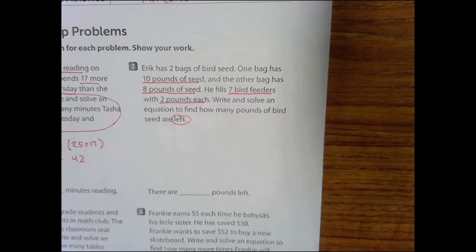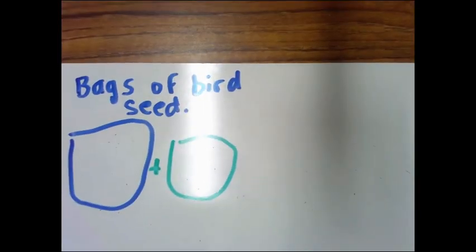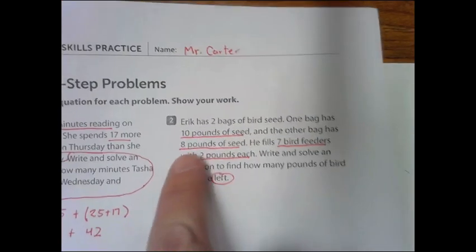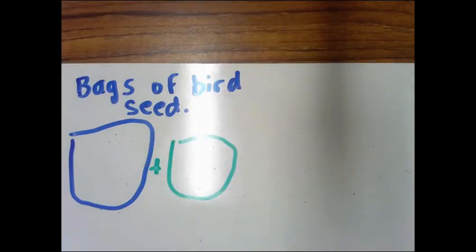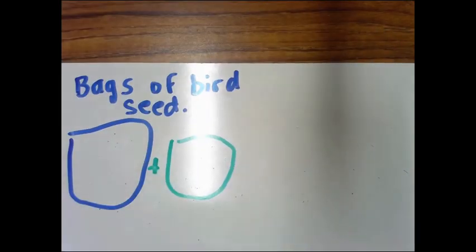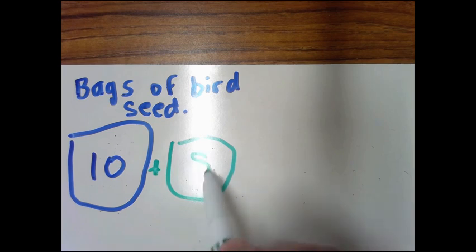So I drew a picture because I know drawing pictures helps me to figure this out. So we have 2 bags of bird seed, as you can see. One bag has 10 pounds, the other one has 8 pounds. So I drew a bigger bag of bird seed, and that's going to have 10 pounds in it, and then a little bit smaller bag of bird seed with 8 pounds in it.